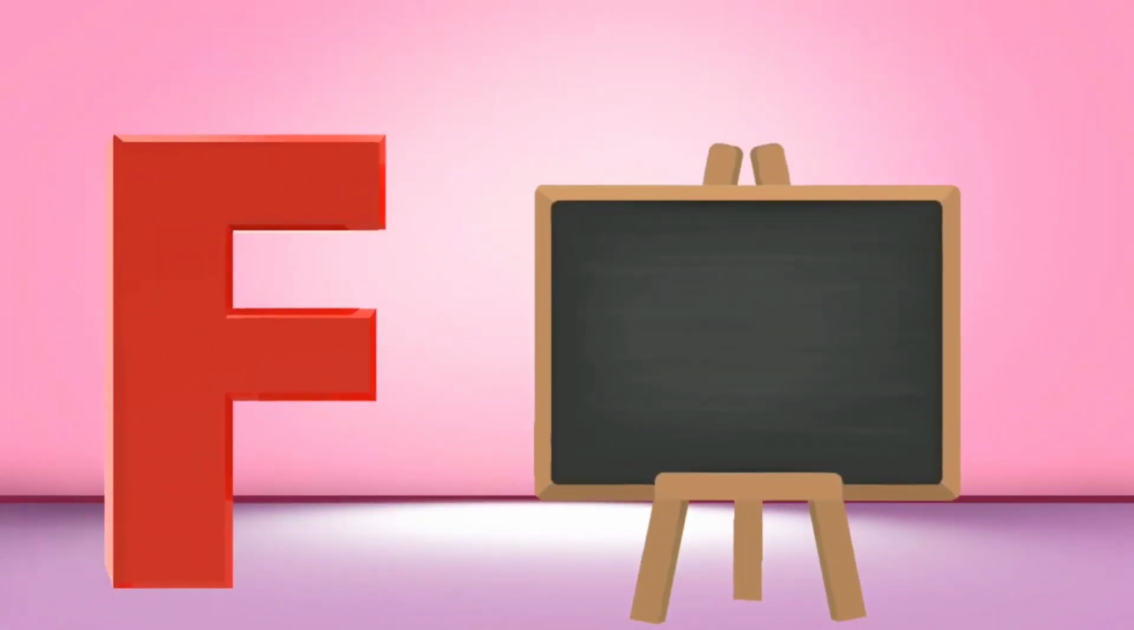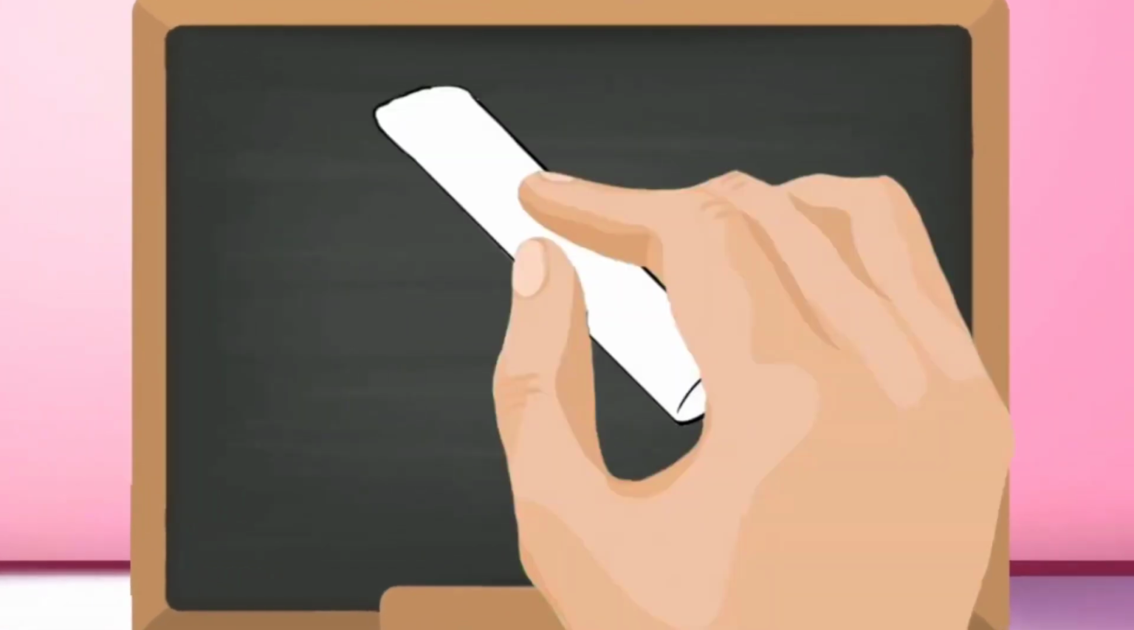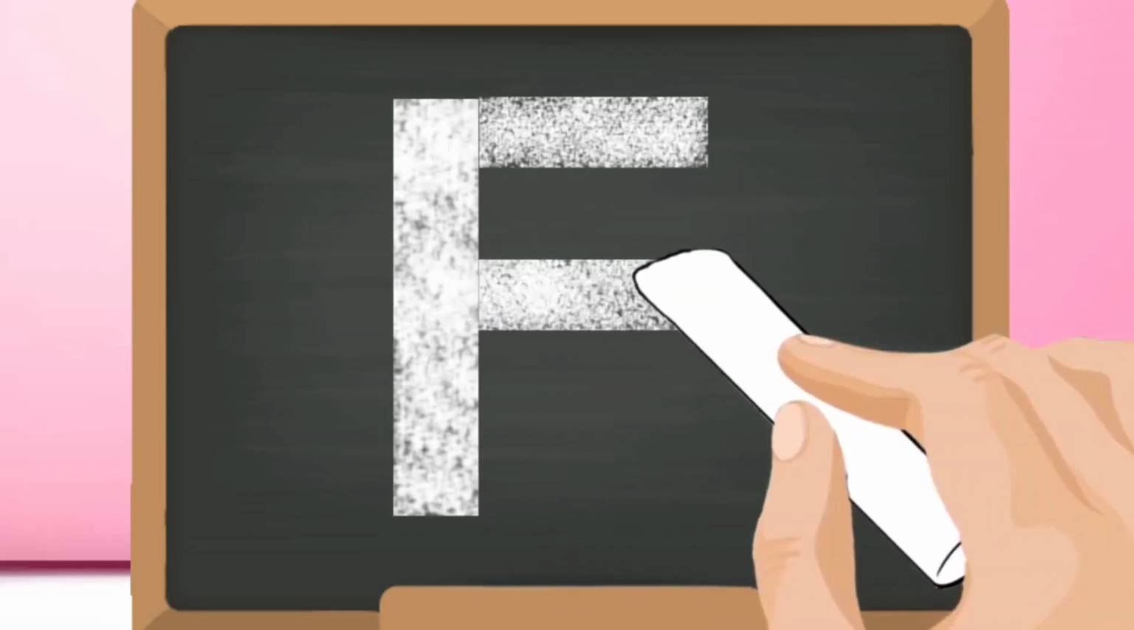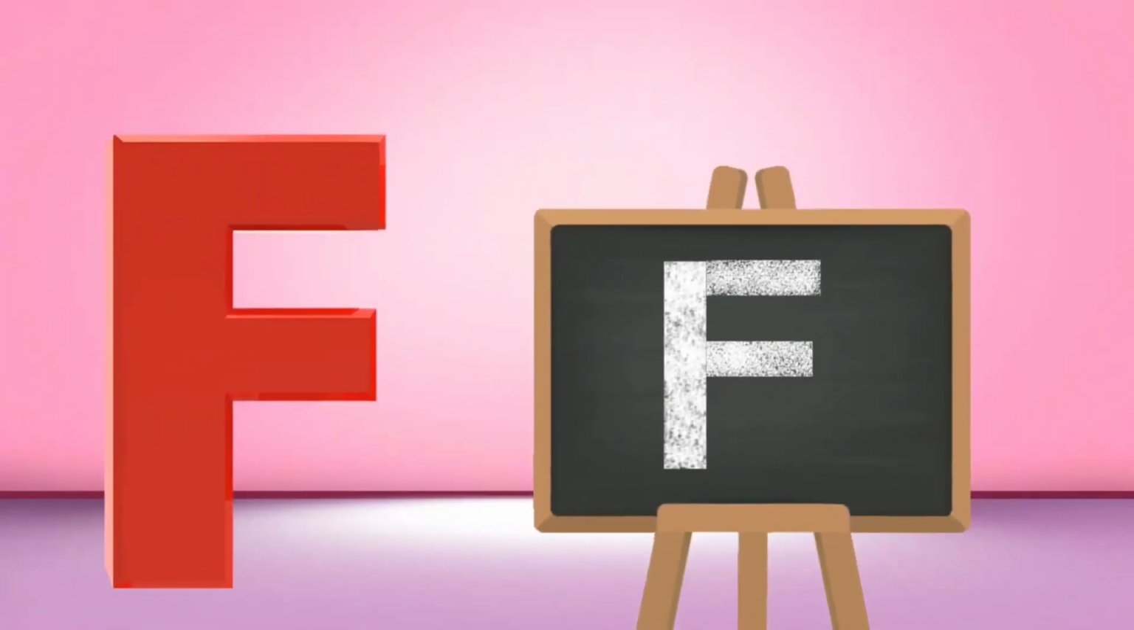F. Capital F. Start from the top and draw a standing line down. Go again to the top and draw one sleeping line to the right. Then go to the middle and make another line in the same way. Capital F.